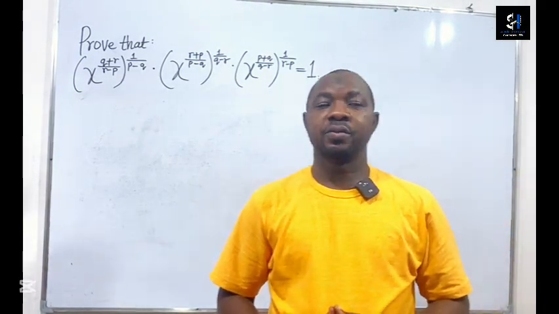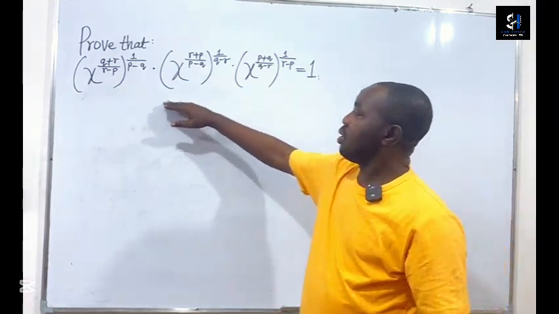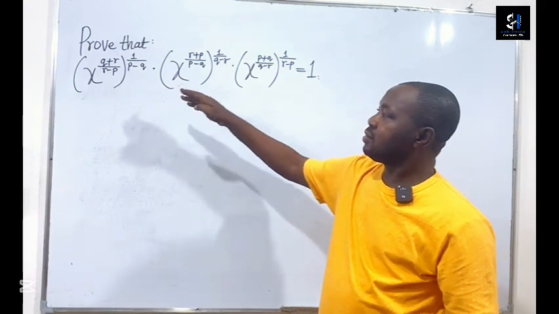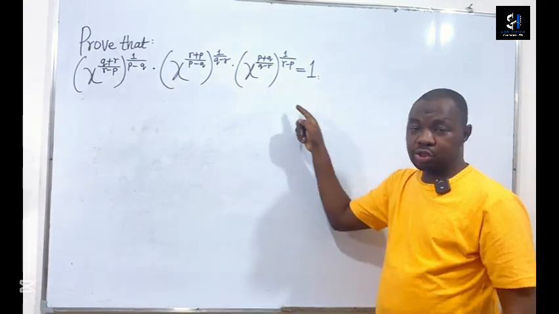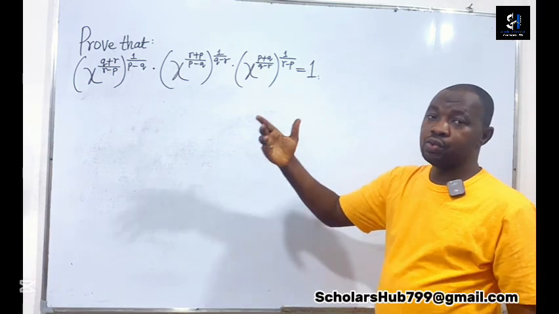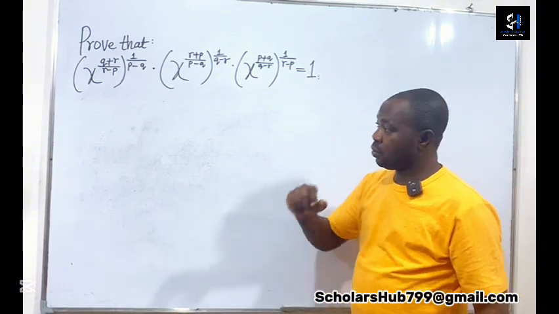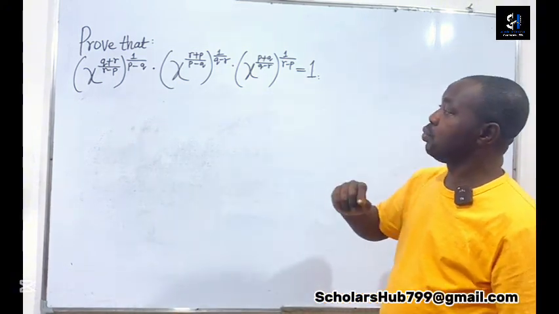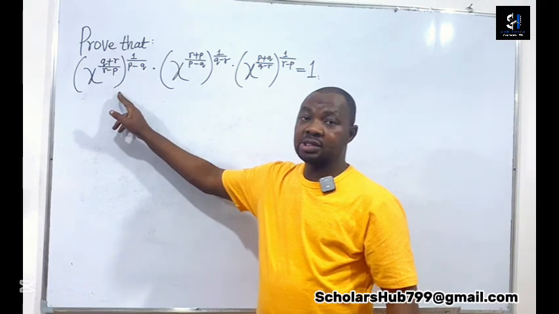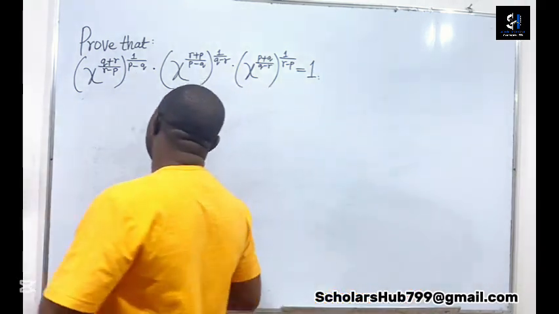Welcome to another video. To prove that the product of these exponential expressions on the left hand side of this equation is equal to 1, which is on the right hand side, we'll use the fundamental laws of exponents. One of the laws of exponents we're going to use is the one to remove these parentheses and multiply the powers.